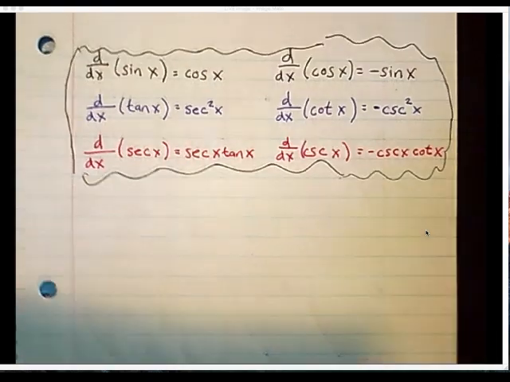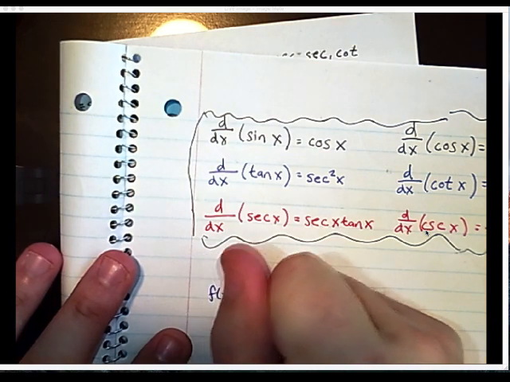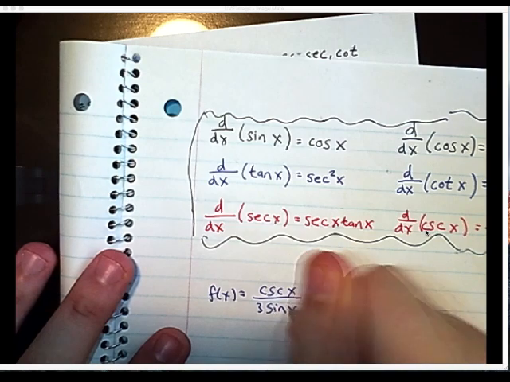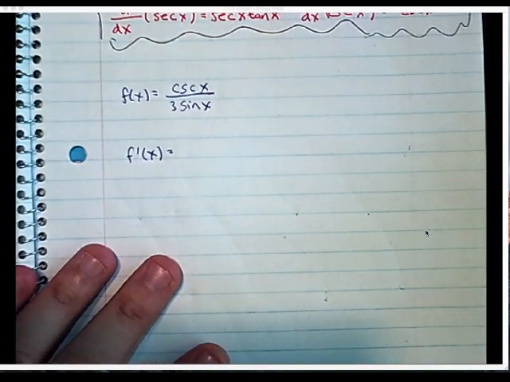Okay, let me actually do this on a spare sheet of paper. So here, f of x equals cosecant of x over 3 sine of x. F prime of x, let's just use quotient rule, low.